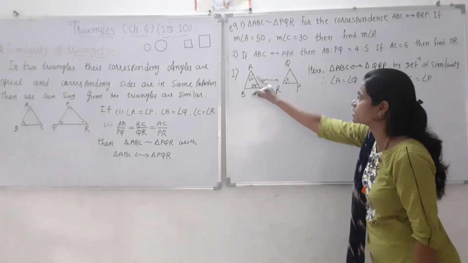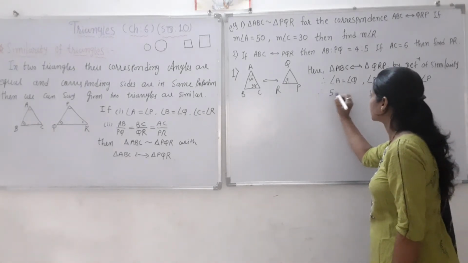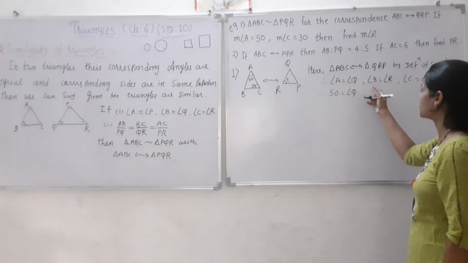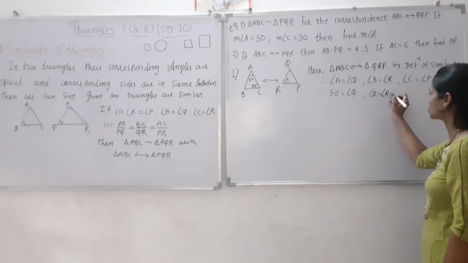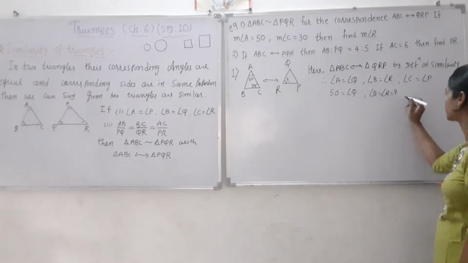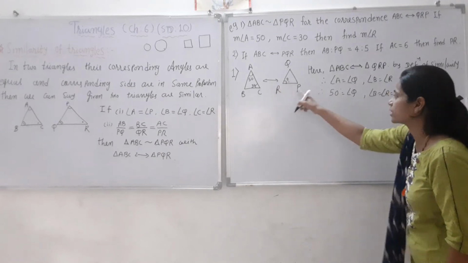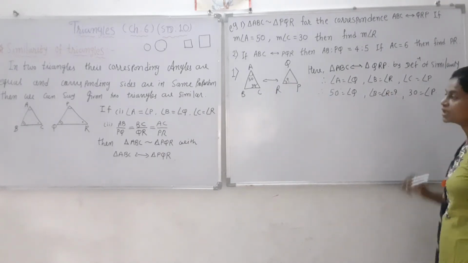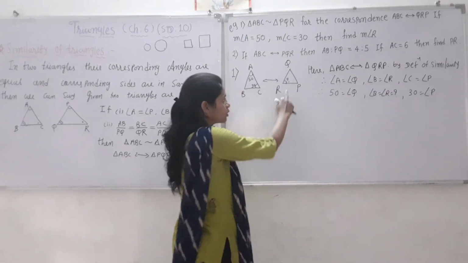Now, angle A is equal to angle Q. Angle A's measurement is given in your question, so you can write 50 degrees is equal to angle Q. Same way, B is equal to R, and you want to find this, so this is equal to question mark. Angle C is equal to angle P. C is 30, so definitely P is 30. So by definition of similarity, you get information about this triangle.